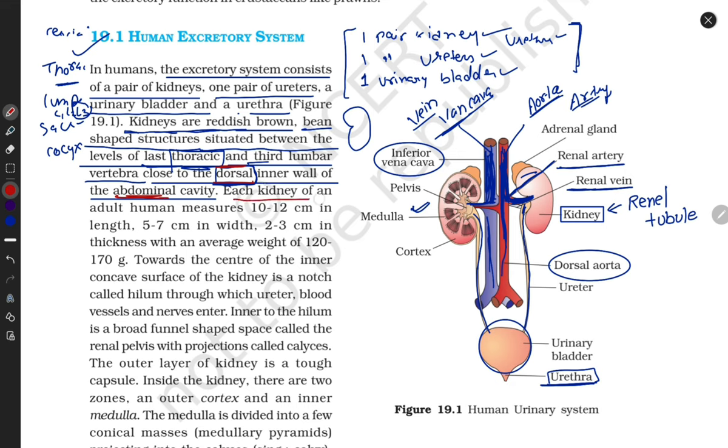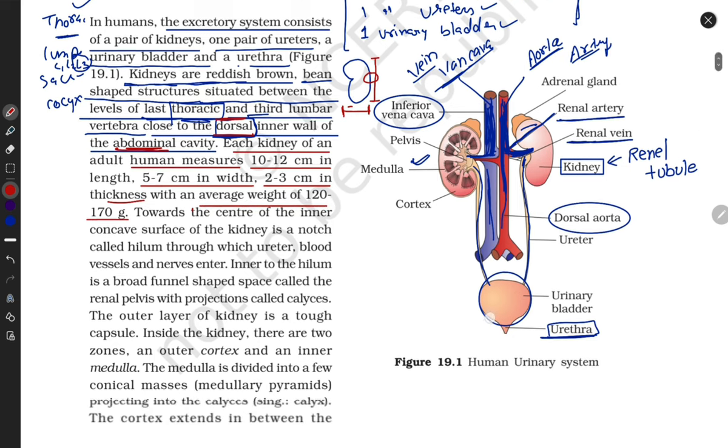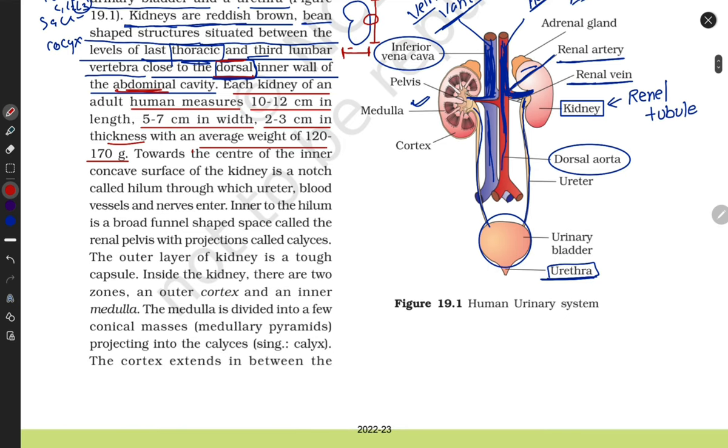Each kidney of an adult human measures 10 to 12 centimeters in length, 5 to 7 centimeters in width, and 2 to 3 centimeters in thickness. The average weight of a kidney is 120 to 170 grams. Clear guys? This is important, this description is important, so I read line by line.